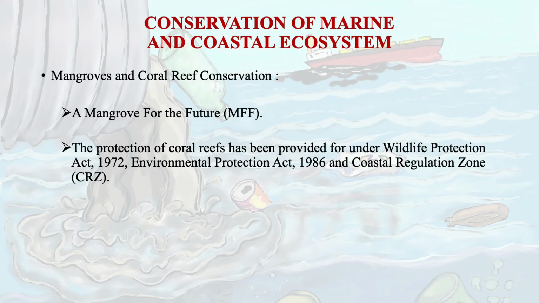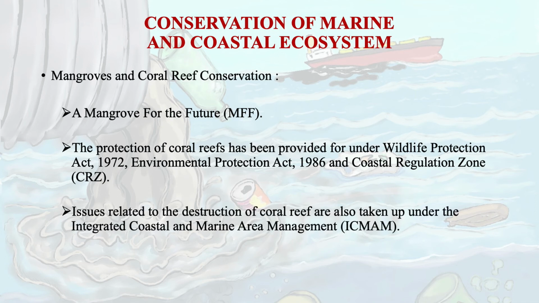Again, in the case of coral reefs in India, it is estimated that an area of 2,375 square kilometers is spread across four major centers: the Gulf of Kutch, the Gulf of Mannar, Lakshadweep Islands, and the Andaman and Nicobar Islands. The protection of coral reefs is already covered under the Wildlife Protection Act 1972. Legally, they are also protected under the Environmental Protection Act 1986, and we have the Coastal Regulation Zone that looks into issues related to the destruction of coral reefs.